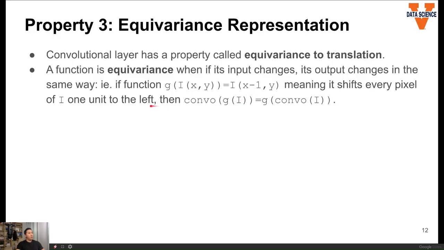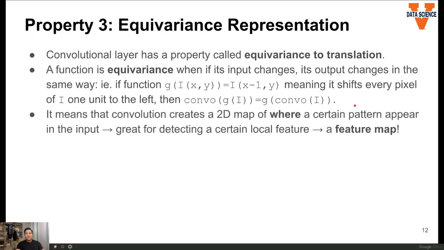That's all we do. So what happened is when you apply the convolution on this resulting g on image I, it's going to be equivalent to applying g on the convolved version of I. So what does that mean? It means that the convolution actually creates a map where a certain pattern appears in the input. And it's going to be great for detecting a certain local feature that appears in the input. So this helps us create what's called a feature map.